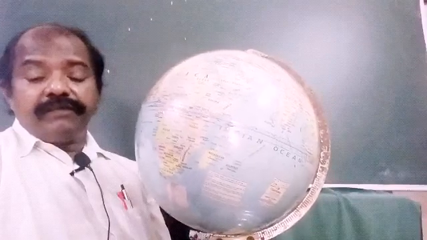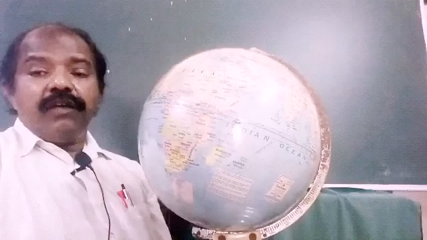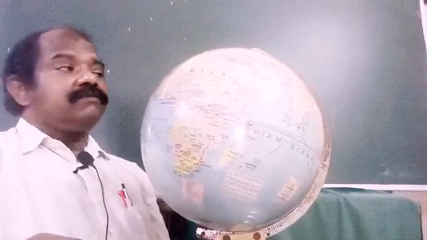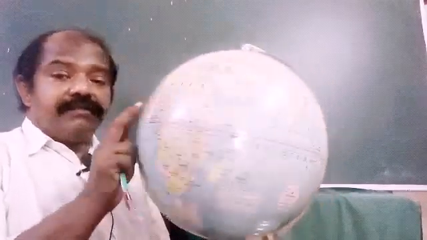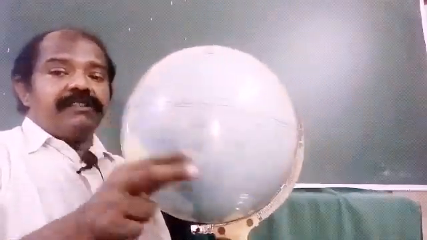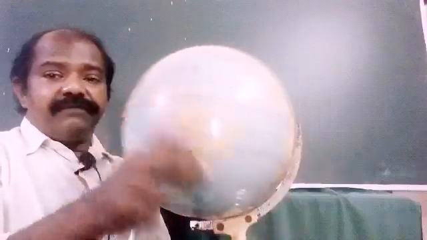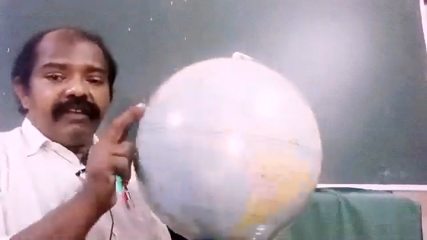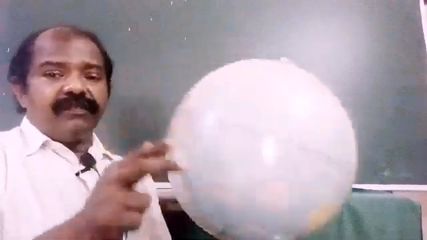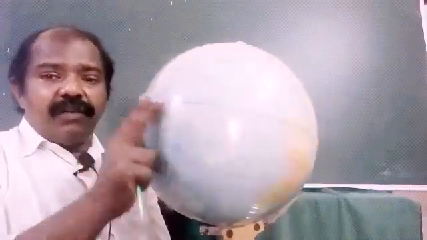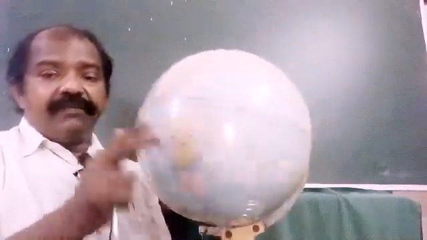Then movements of the earth. Earth has two movements. One movement I can show here. That is this kind of movement. That means the earth moves very fast like this. It is moving on its own. It is called rotation. This kind of movement of the earth is called rotation.